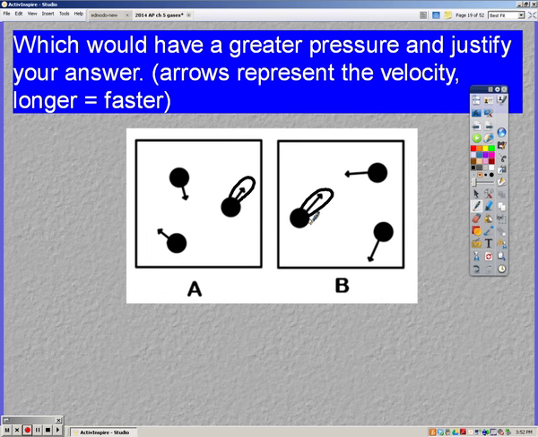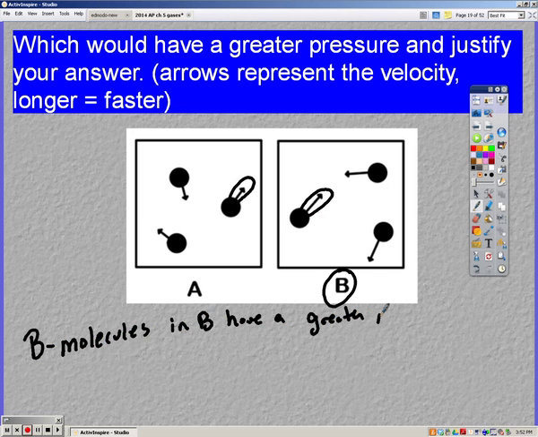So in this case, we have 3 molecules each, but in B, the arrows are longer than A, which means B must be moving faster than A. So B has the greater pressure because the molecules in B have a greater velocity, meaning they will collide more often and with greater force.